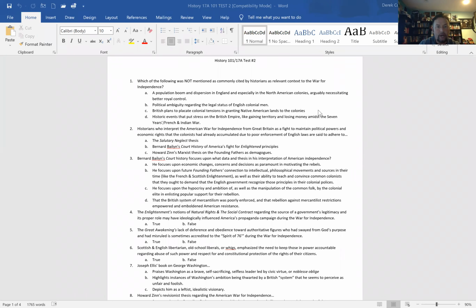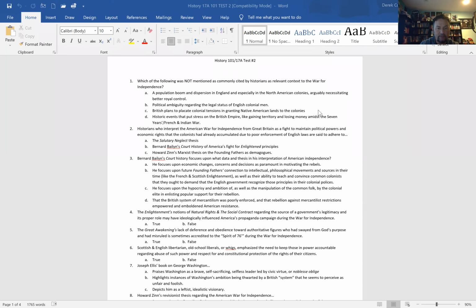We have here, which of the following was not mentioned as commonly cited by historians as relevant context to the War for Independence? Number two, historians who interpret the War for Independence from Great Britain as a fight to maintain political powers and economic rights that the colonists had already accumulated due to poor enforcement of English laws are said to adhere to what type of thesis? Bernard Bailyn and his thesis, I need you to know that. Number four, a question about the Enlightenment and natural rights. Number five, about the Great Awakening. Number six, obviously to some historians highly relevant to the War for Independence, Scottish and English libertarianism.